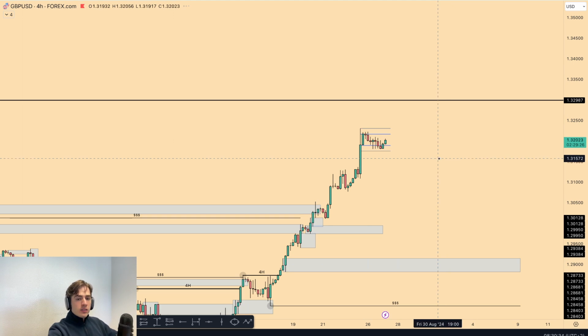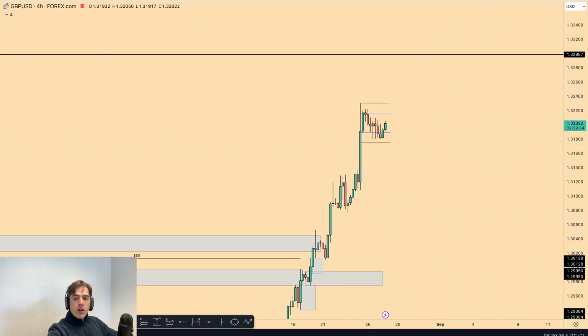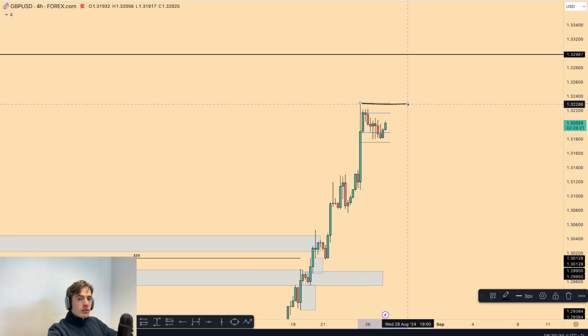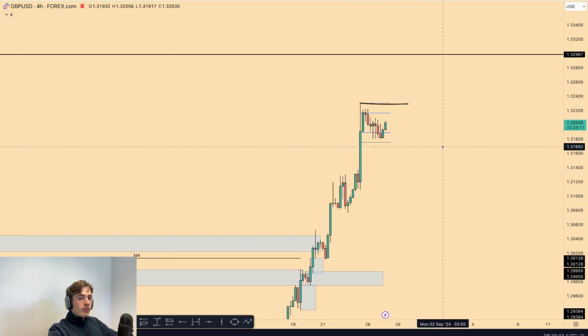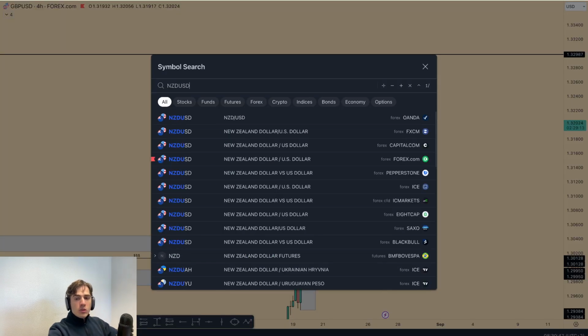Obviously, it would be nice to start seeing a pullback very, very soon, but I would prefer to take a pullback if we first of all sweep the high and then see a 4-hour change of character, for example. Then I would be interested in looking for a short, only then. Going in towards NZDUSD.